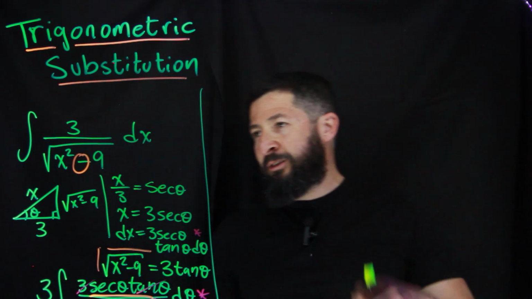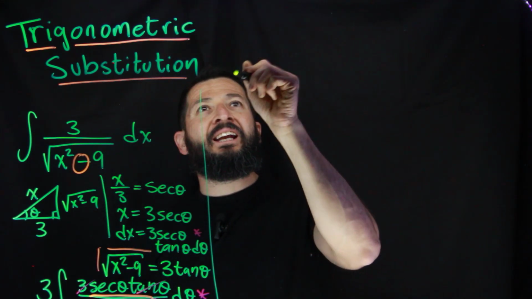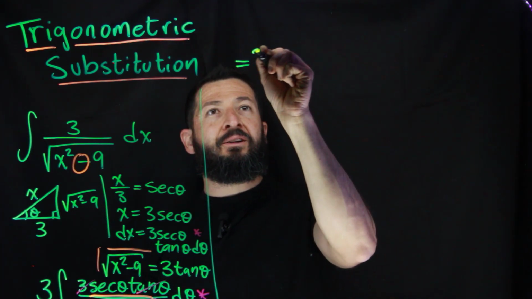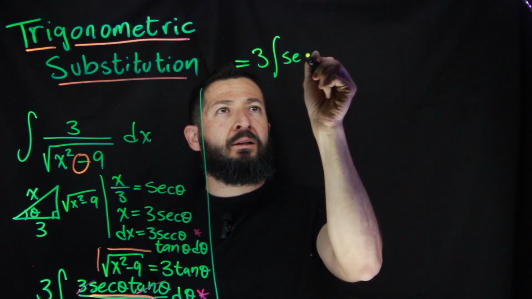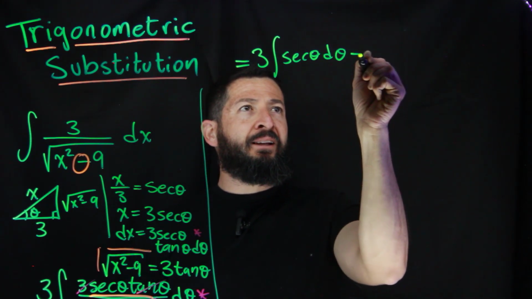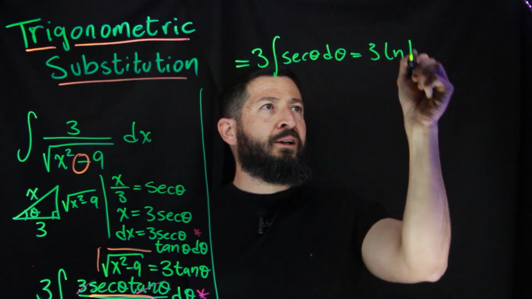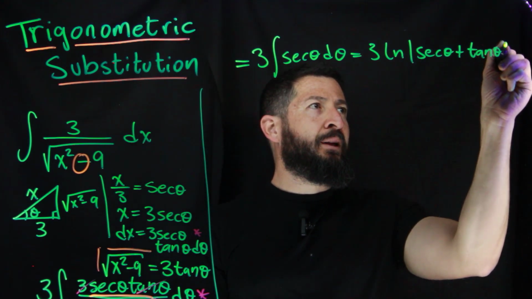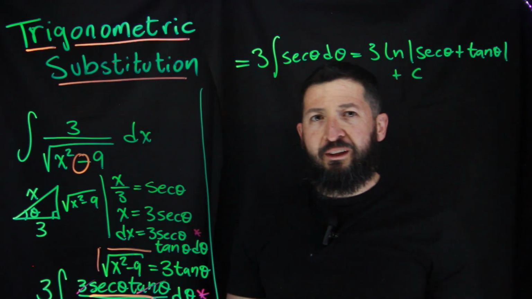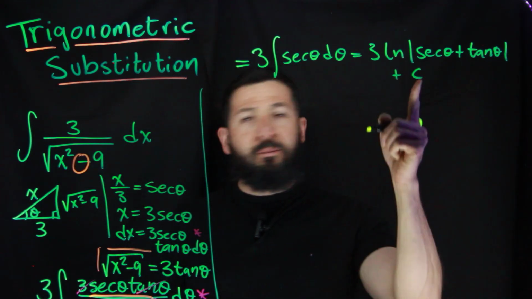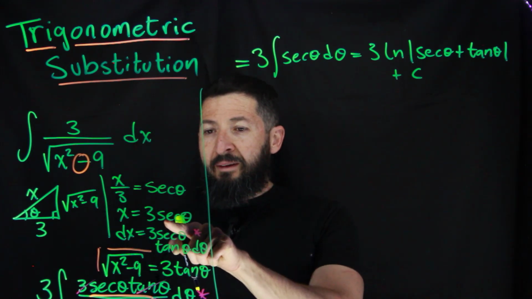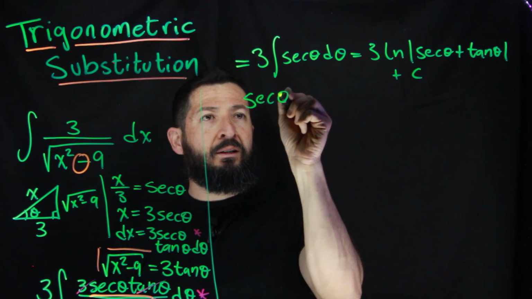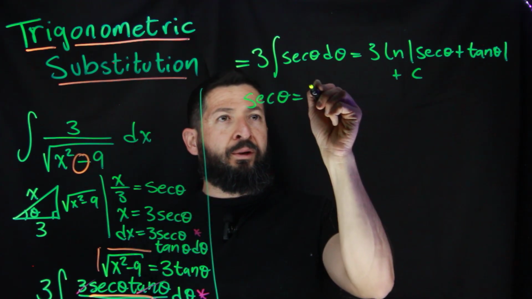Alright, so let's continue with this one. After getting a little bit messy, we ended up at the integral of 3 times the secant of theta d theta. And as I had said, this is 3 times the natural log of the absolute value of the secant of theta plus tangent of theta plus c. Remember, plus c all the time. Now, I have to take back my substitution. But I already have that the secant, from this formula here, is x over 3.